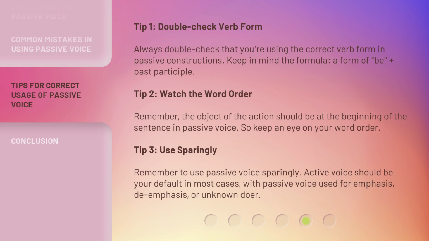Tip 3. Use sparingly. Remember to use passive voice sparingly. Active voice should be your default in most cases, with passive voice used for emphasis, de-emphasis, or unknown doer.